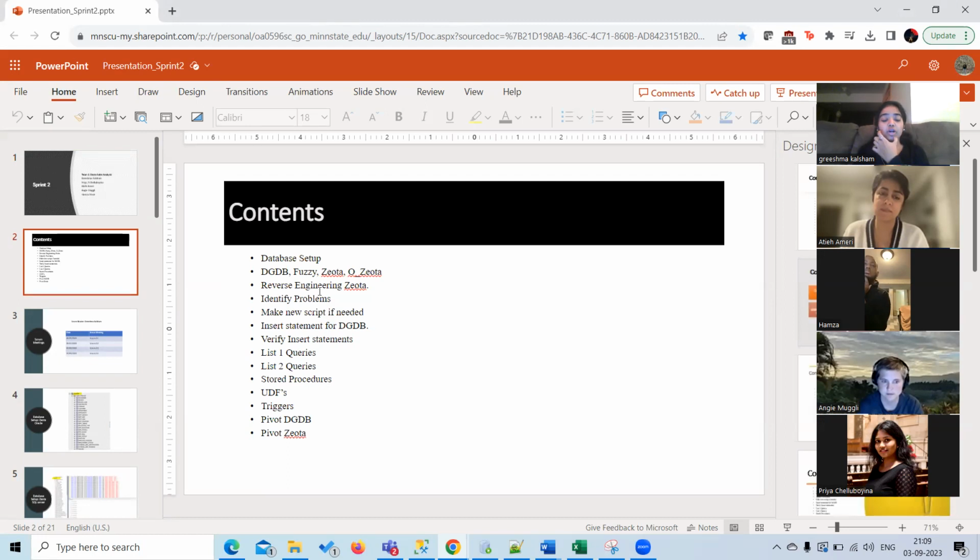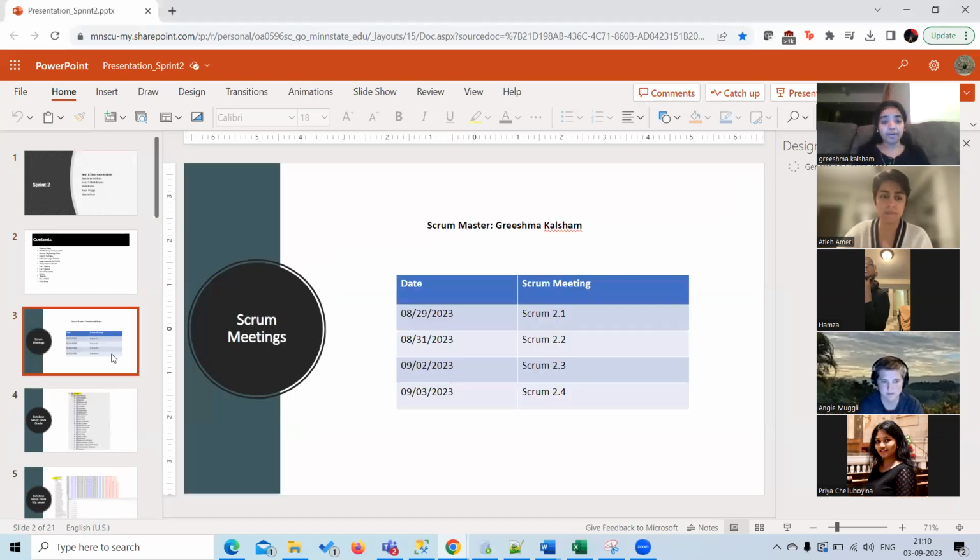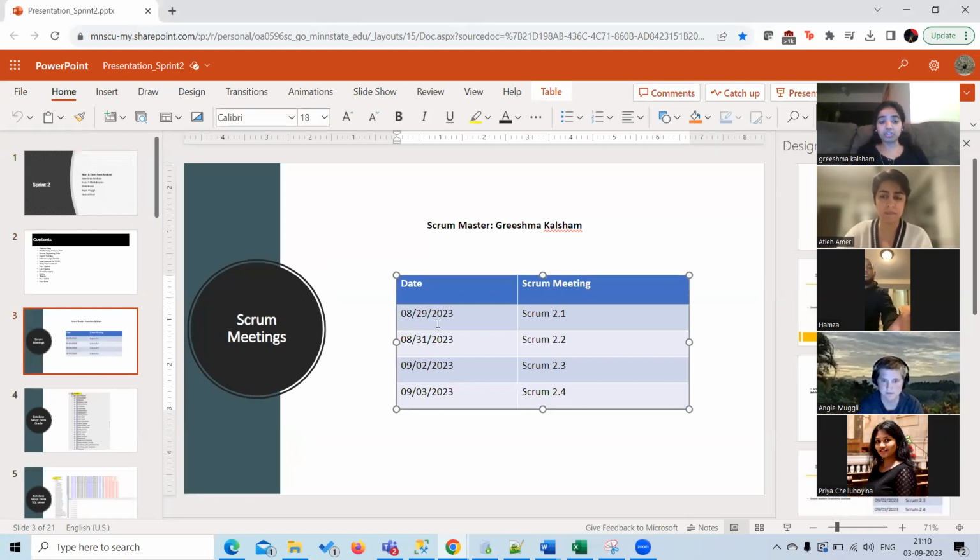We as a team worked on loading various databases in different environments. So one was Ziota, both in Oracle and MSQL, fuzzy and object relational database. And we worked on reverse engineering of the databases and a few queries written in both stored procedures and UDFs and some pivot analysis. We had 4 Scrum meetings on the respective dates. We made sure that the tasks are assigned and then completed.